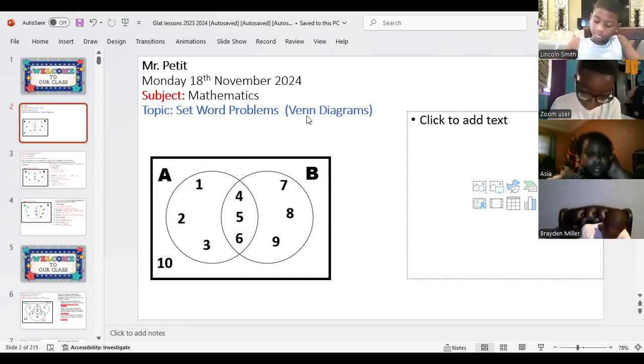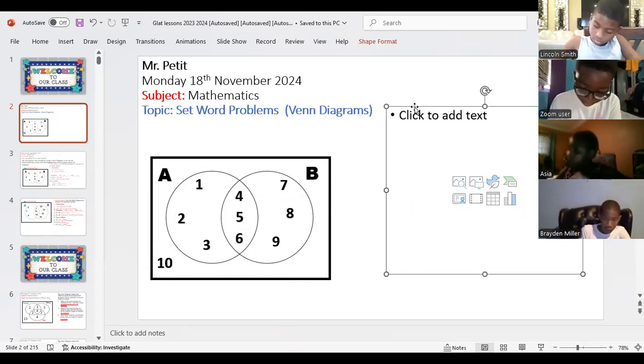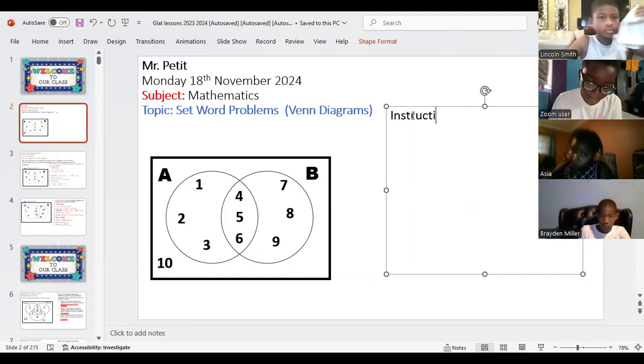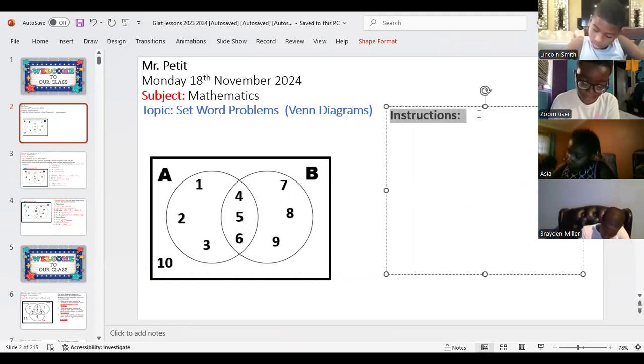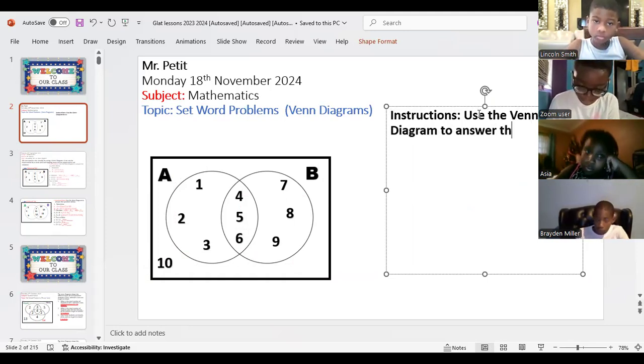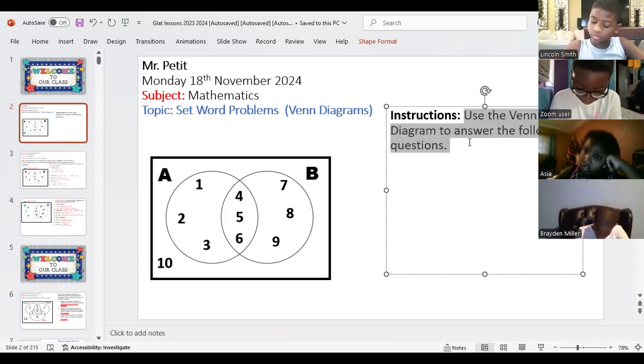So I want you to draw this. So instructions. I want you to use the Venn diagram to answer the following questions. Use the Venn diagram to answer the following questions.